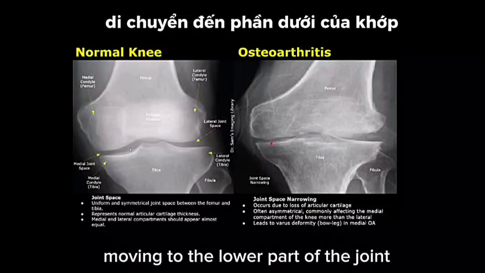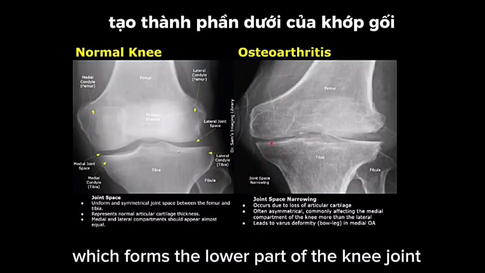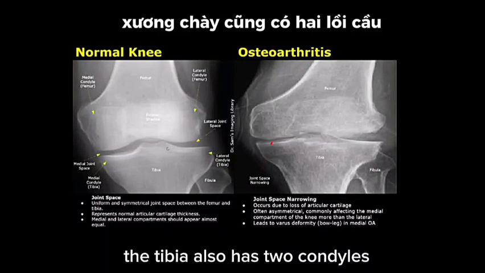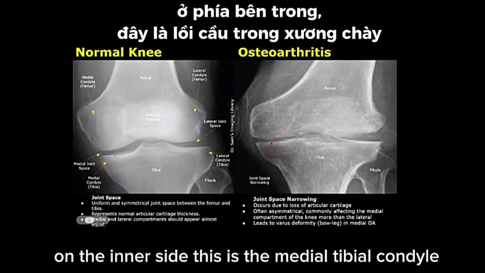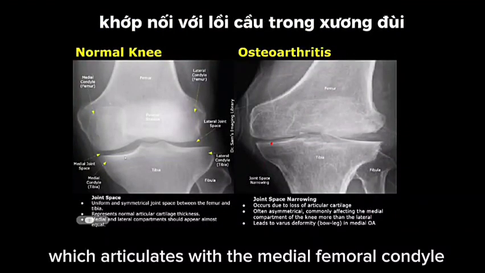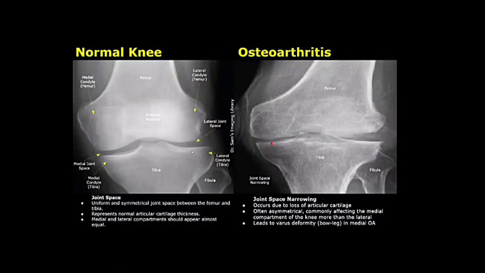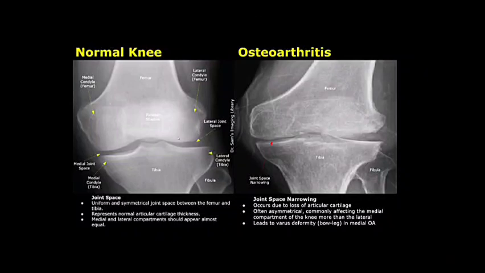Moving to the lower part of the joint, we see the proximal tibia, which forms the lower part of the knee joint. The tibia also has two condyles. On the inner side, this is the medial tibial condyle, which articulates with the medial femoral condyle. On the outer side, this is the lateral tibial condyle, which articulates with the lateral femoral condyle.